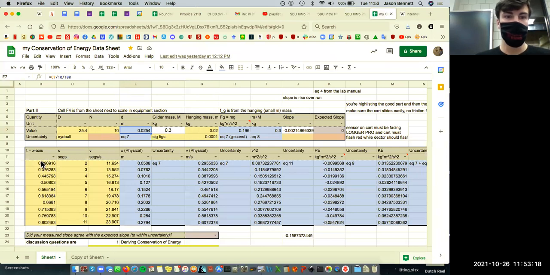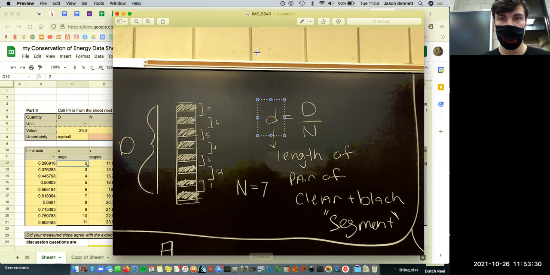So for instance, all of this stuff is from Logger Pro, all this yellow stuff. And then to get to physical, you just multiply each of these columns by your conversion factor d. And so that's what you're seeing.